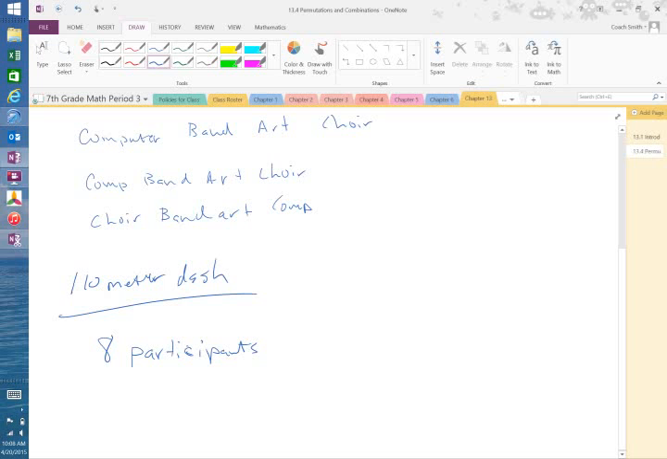Okay? I want to know how many possible ways that we can place the top 4 people. Okay? I want to know how many possible ways there are for the top 4 places in the race. Okay? Now, what you first have to consider is this: is this a permutation or is it a combination?